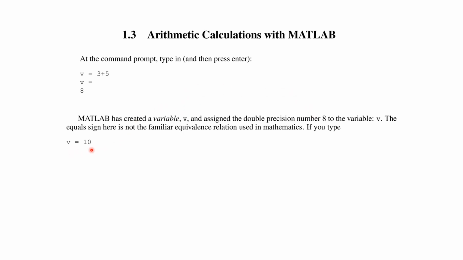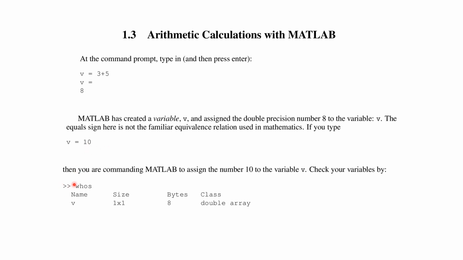If you type now v equal to 10, it'll change what is in that variable v. It has 8 in it. Now you tell it v equals 10, so the 10 will overwrite that. If you type who in the command window, you see what the variables are. In this case, there's just the variable v. It's taking up 8 bytes. That's got nothing to do with this number over here, of course. And it tells you what it is. It's a double precision array. And you can see this in the workspace.